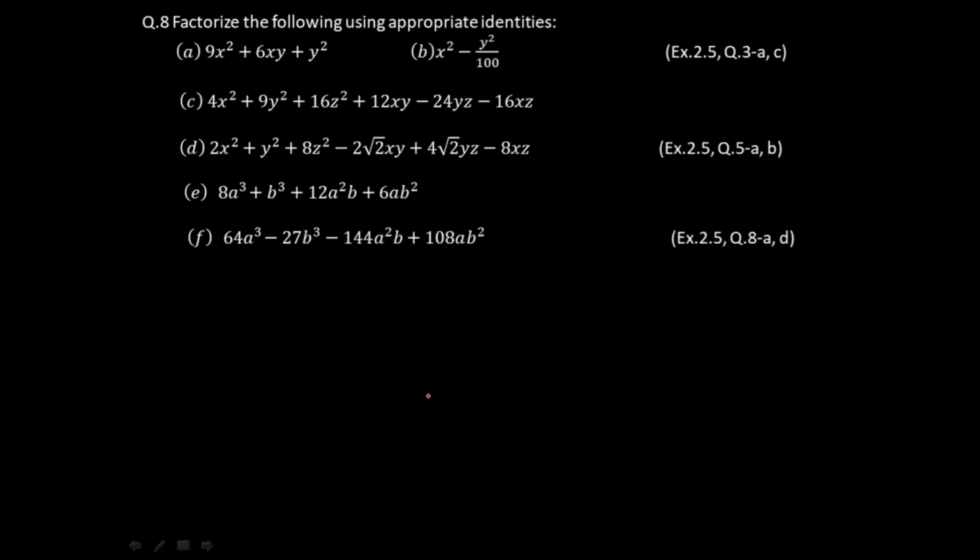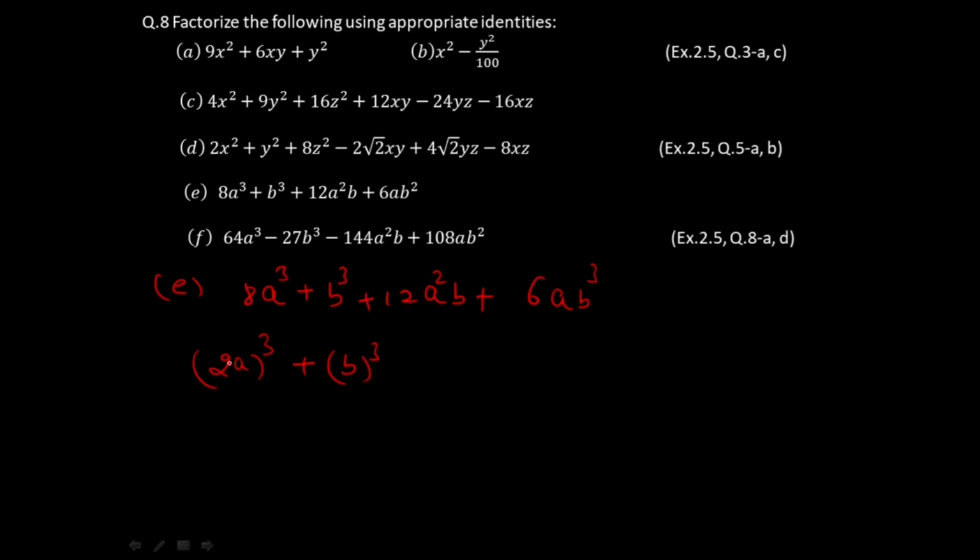Let's pick the next part, that is E. E is 8 times a cube plus b cube plus 12 a square b plus 6 times a b square. Now this is whole cube of something. And what is that thing? This is 2a whole cube. A cube plus this can be written in the same way. Now don't see this one. Don't see this one. So which identity can I use here?